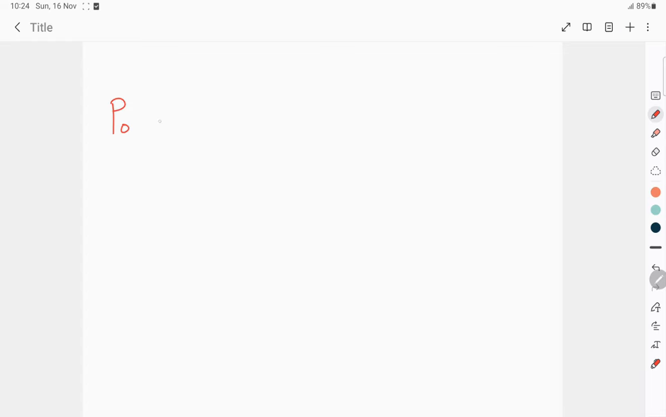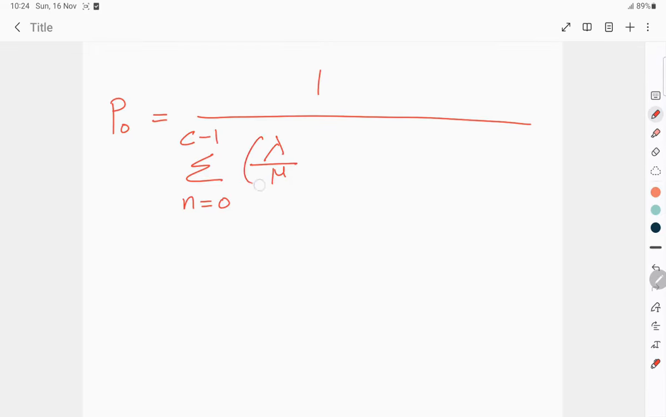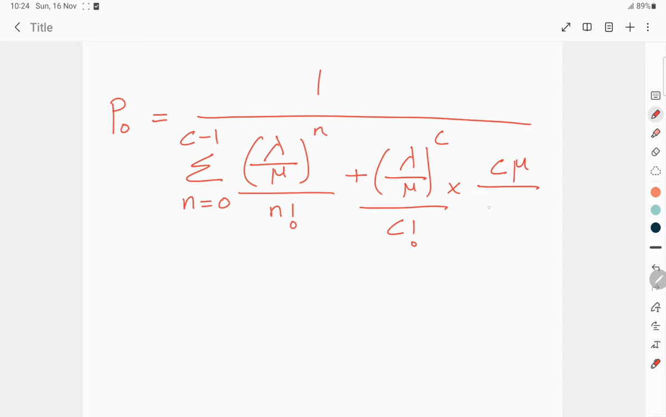So P0 is equal to 1 divided by the sigma of n equal to 0 to c minus 1 of (lambda by mu) raised to n divided by n factorial. This is the first term, plus (lambda by mu) raised to c divided by c factorial, into c mu divided by c mu minus lambda. This is the second term and that is the first term. Solving this will give you the value for P0.